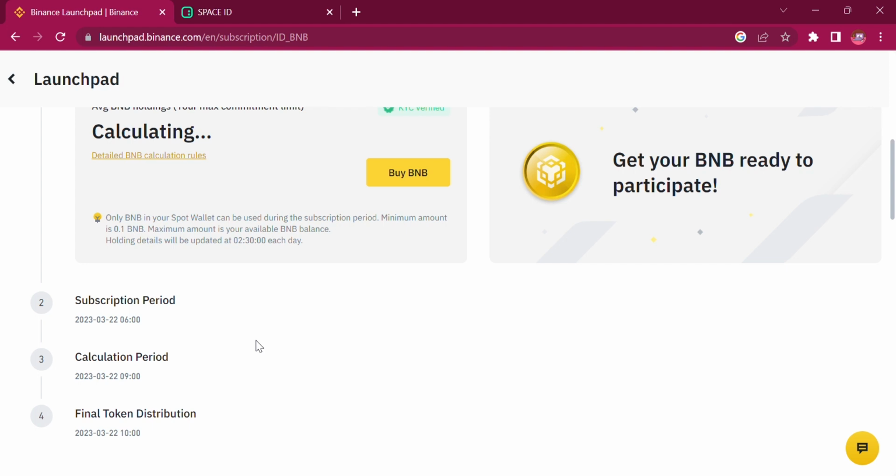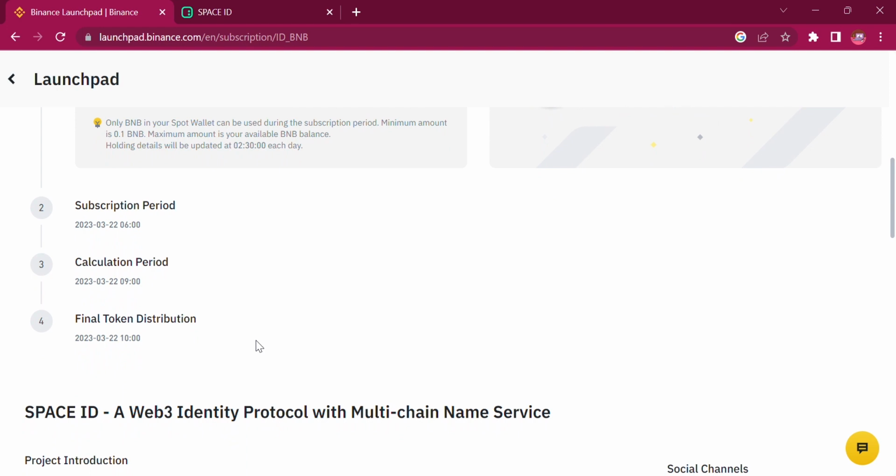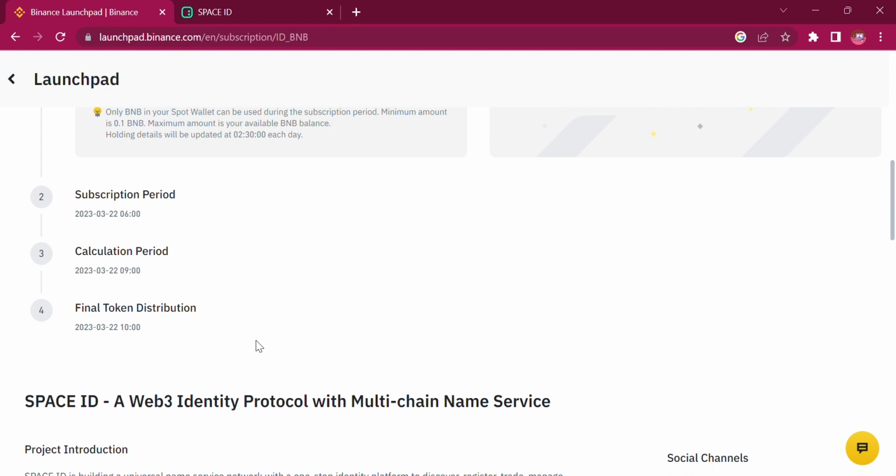Right. So after the subscription period, and you have subscribed to the amount of BNB you want for this particular launchpad, minimum is 0.1, maximum is your average 5-day commitment. That's why it's really important that if you want to participate in this, for the next 5 days, ensure that you hold some BNB, right? And we move to the calculation period, and during this period, the token allocation begins, and the final distribution still takes place on the same 22nd, but you can see that the time limits are different, right?